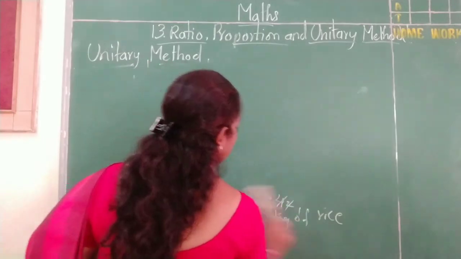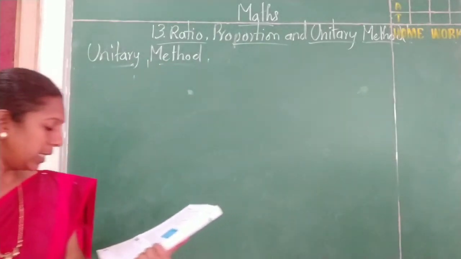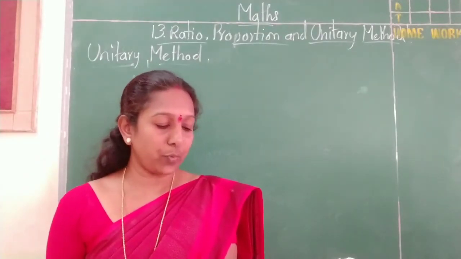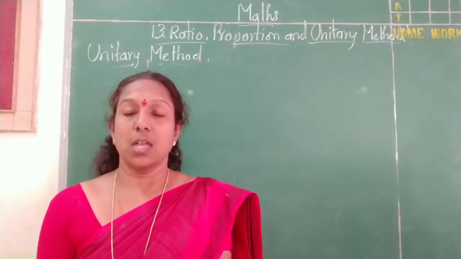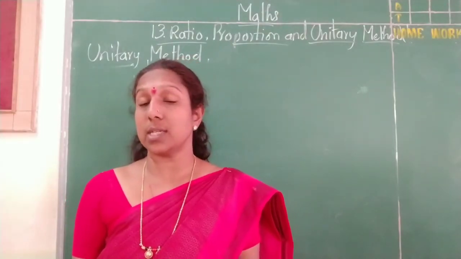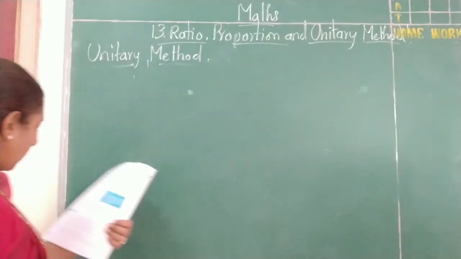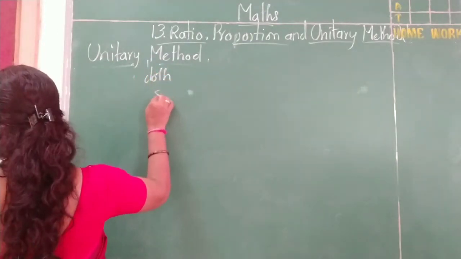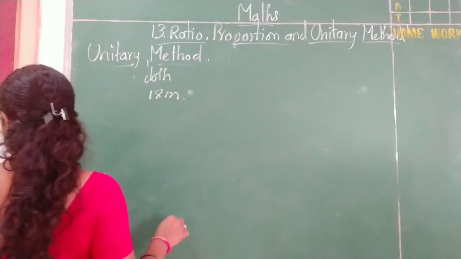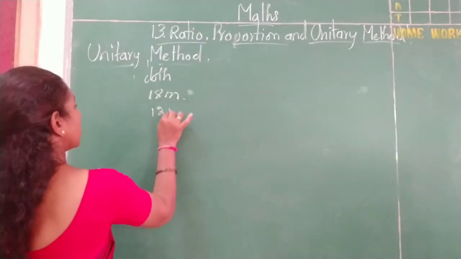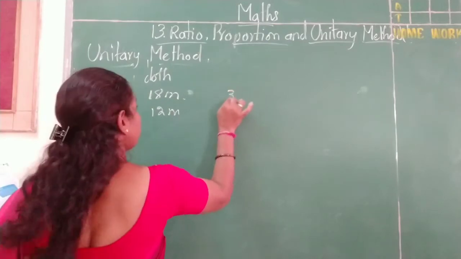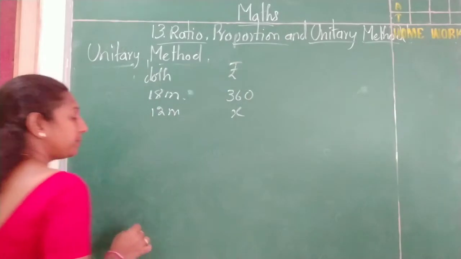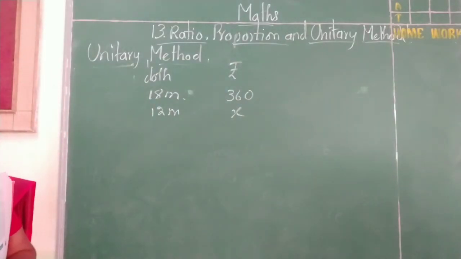So let us take one more example. Here, if 18 meters of cloth costs rupees 360, how much will 12 meters of cloth cost? The length of the cloth is given in two items. So I will take first the cloth, that is, one is 18 meters and the other one is 12 meters. 18 meters cost how much? Rupees 360.